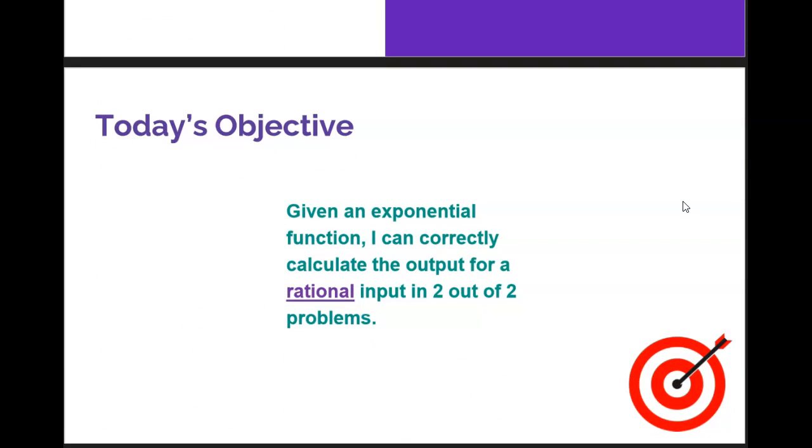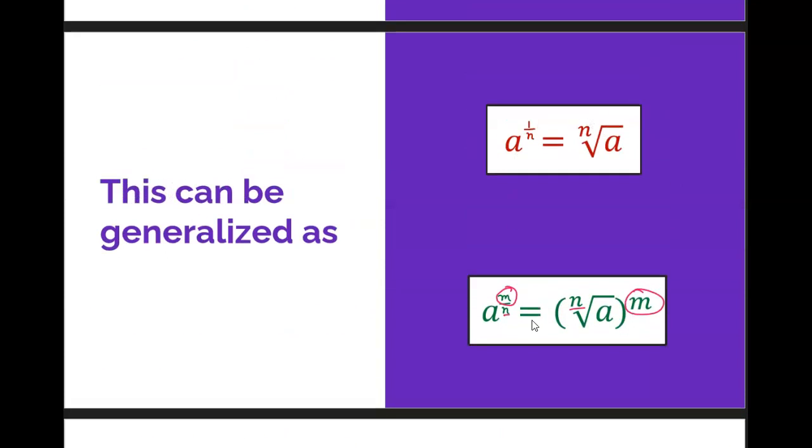And that takes care of today's objective. Given an exponential function, I can correctly calculate the output for a rational input. Remember, rational means fraction, in 2 out of 2 problems. So we can use those formulas that we derived to calculate the output for fraction exponents.